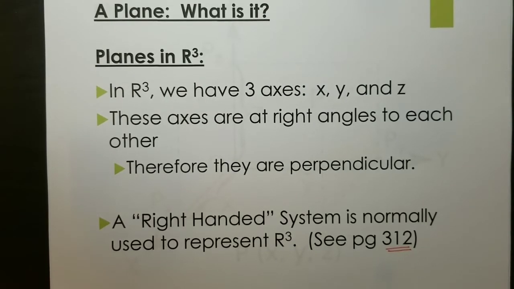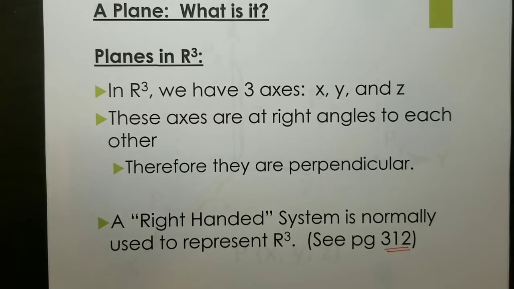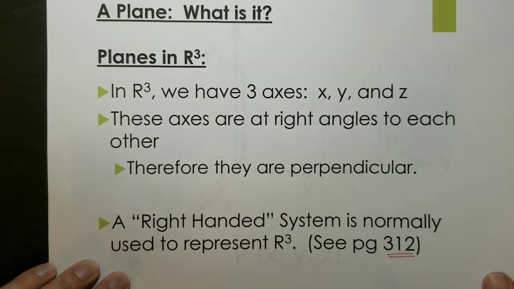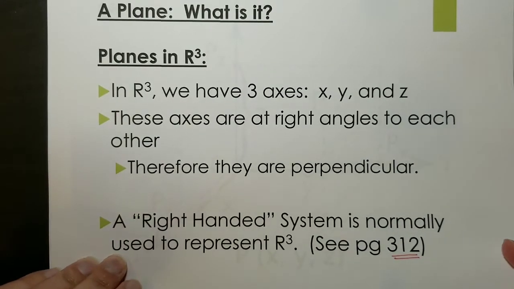Just like when you were in grade 8 or grade 9, a lot of my grade 9s say, which one goes up and down again? And you have to say, oh, that's the Y. It is arbitrary that we call that one Y and the other one X, but it makes life a lot easier. And just like that, we want to be consistent with our 3 axes, and it's a little bit harder to draw.